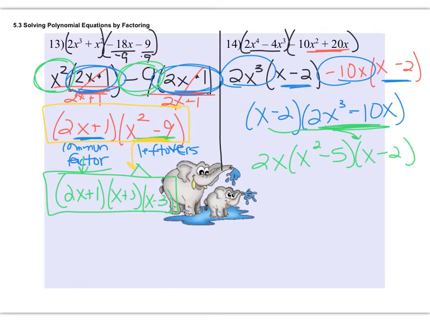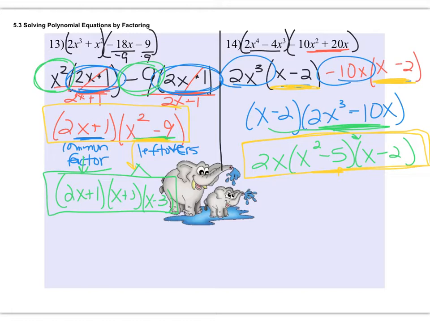Now, I still need to make sure that this is not a difference of squares, but since that's a 5, that's not a difference of squares. So this is fully factored. Now, some people get caught up and say, but wait a minute, what happened? Why did you have two x minus 2's up in here, but you don't have two of them down at the bottom in your answer? Where did one of them go?